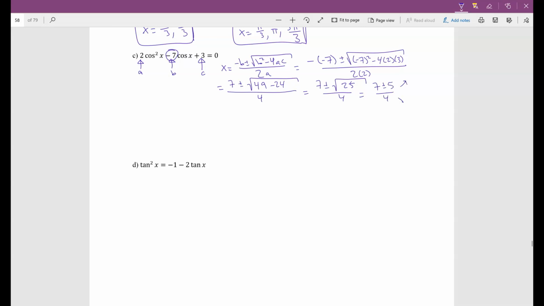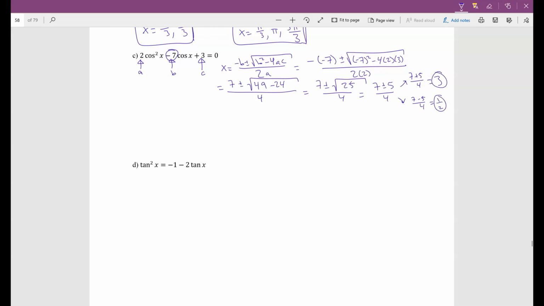So now you have two solutions. You have one that's 7 plus 5 over 4, and you have another one that's 7 minus 5 over 4. Okay, so the top one is going to be 7 plus 5 divided by 4. That's going to give me 3. And then the other one, 7 minus 5, which gives me 2, and then divided by 4, that's going to give me 1/2.